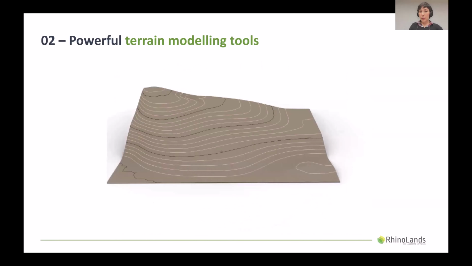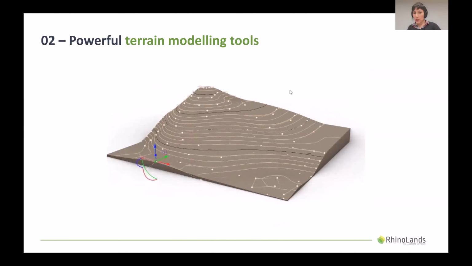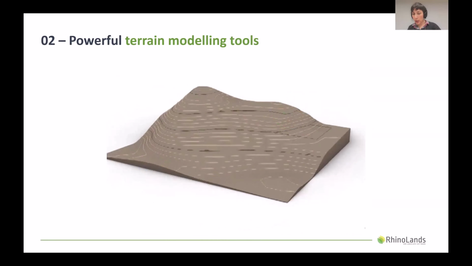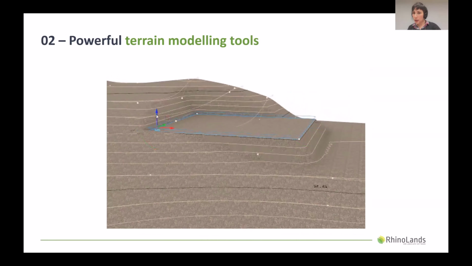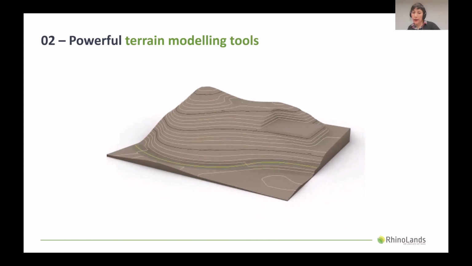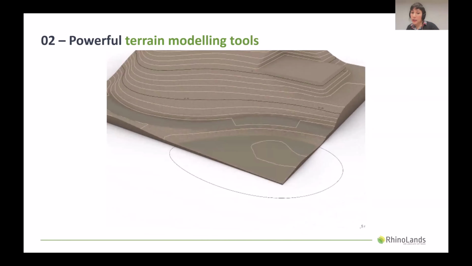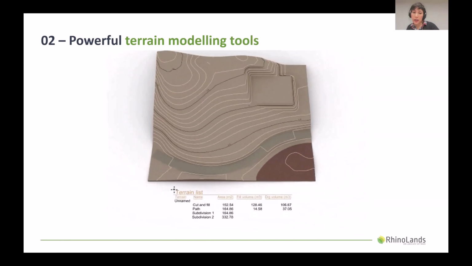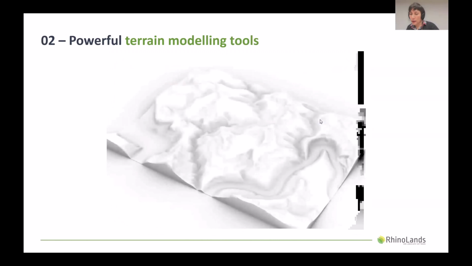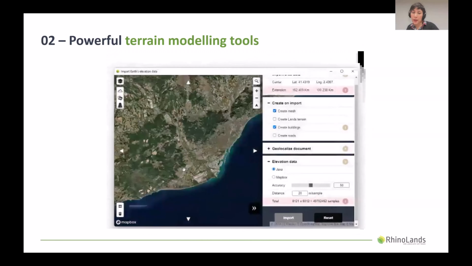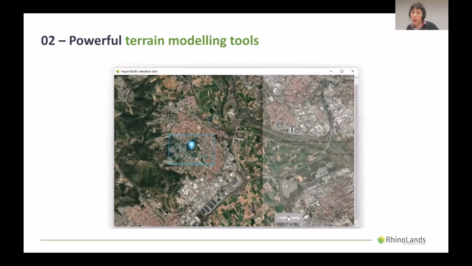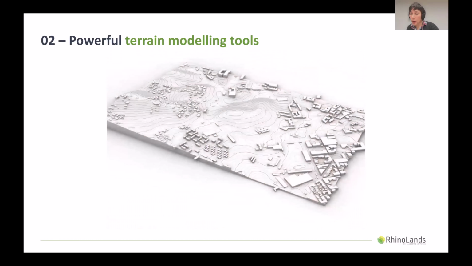We have powerful terrain modeling tools that help us generate a terrain by points or lines or a combination of them. Once the terrain is generated, we can easily modify it and generate different types of cut and fills, create a path, or divide the terrain. And the program will generate the list of quantities of earth moving operations. We can insert a terrain just by indicating the location on the map or by importing a DEM file, digital elevation model.